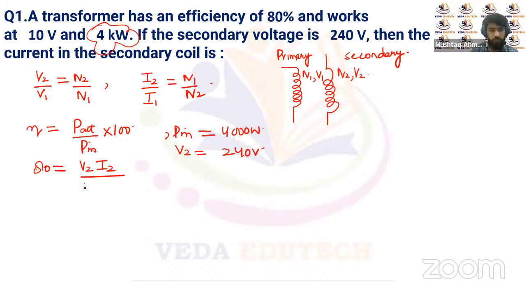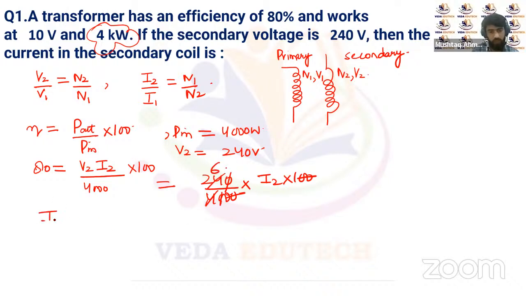So input power is 4000. We'll write it as 4000 multiplied by 100. V2 is given as 240, so it will be 240 multiplied by I2 upon 4000 multiplied by 100. So this and this will get cancelled. This will also get cancelled. It will be 4, 6. So from here, the value of I2 comes out to be 80 upon 6, or we can write it as 40 upon 3.